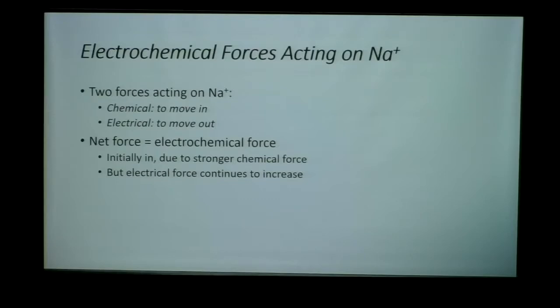For potassium? Negative 94, correct. And what did we say is the equilibrium potential for sodium? Positive 60, okay, positive 60.